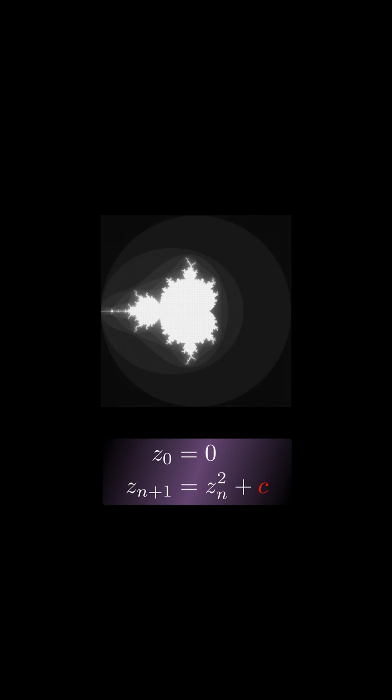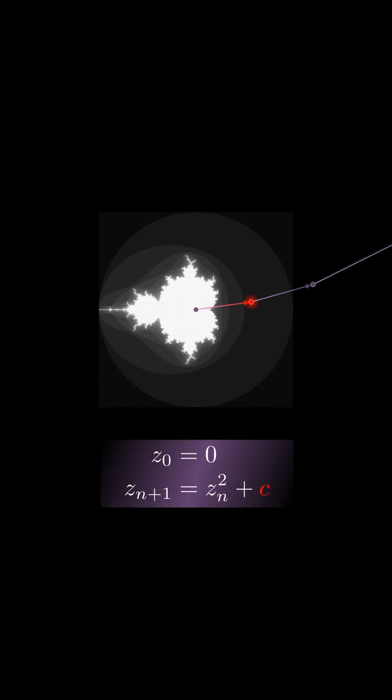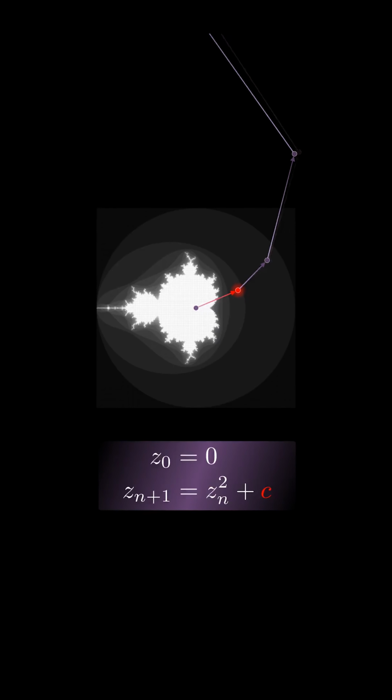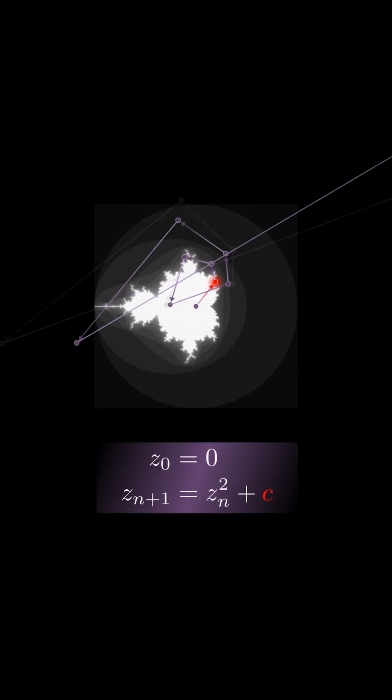Furthermore, one can also adjust the transparency of each pixel depending on how quickly the sequence diverges from that point to infinity. So in summary, the Mandelbrot set consists of all points c for which the considered sequence stays bounded.